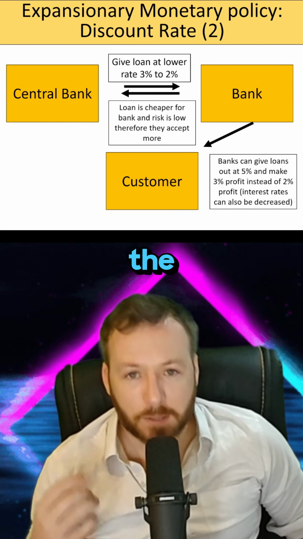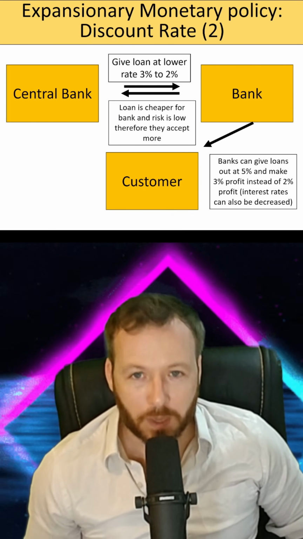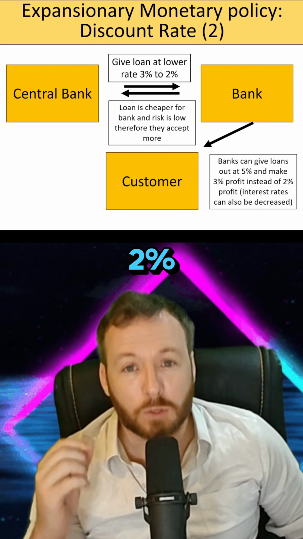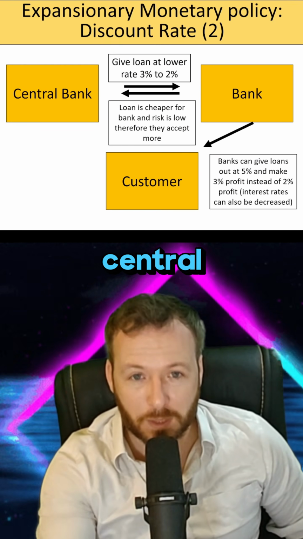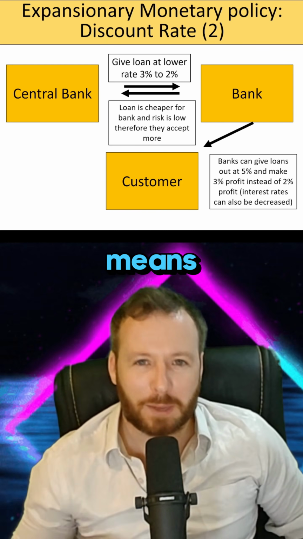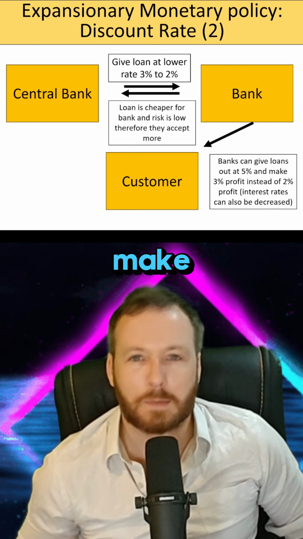Number 2, discount rate. The discount rate is the rate at which the central bank can say to other banks, I will give you a loan. So if the central bank says, you know what, you're my friends, we'll give you a loan for 2% instead of 3%. That means the bank can borrow from the central bank at a cheaper rate and then lend to you guys at 5%. That means they're going to make a big profit on the interest repayments. In this case, they'll make 3%.